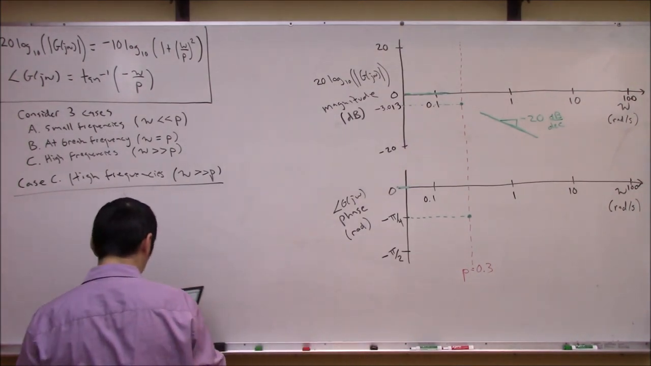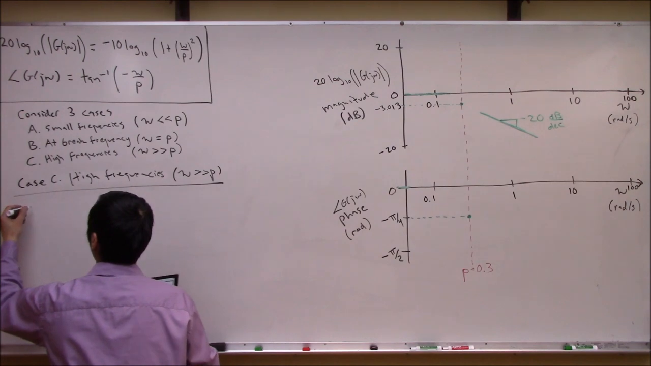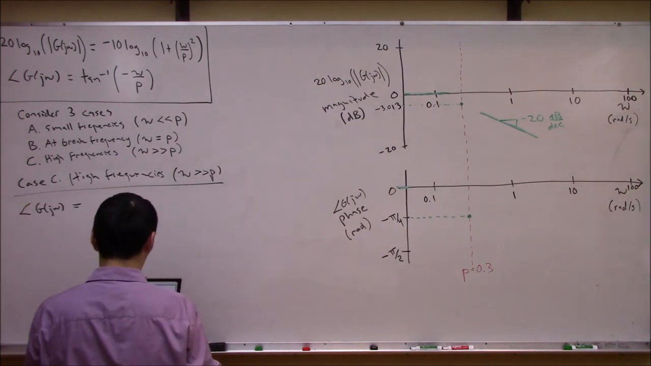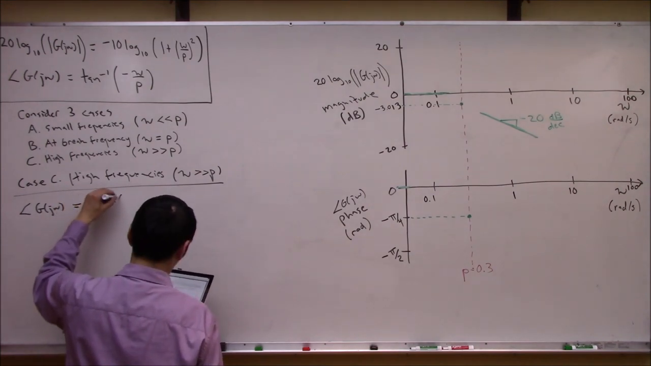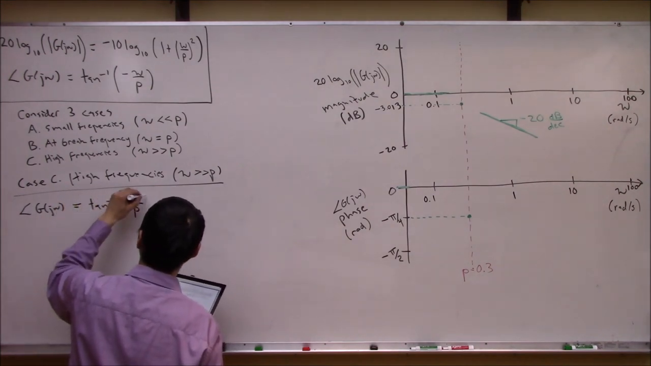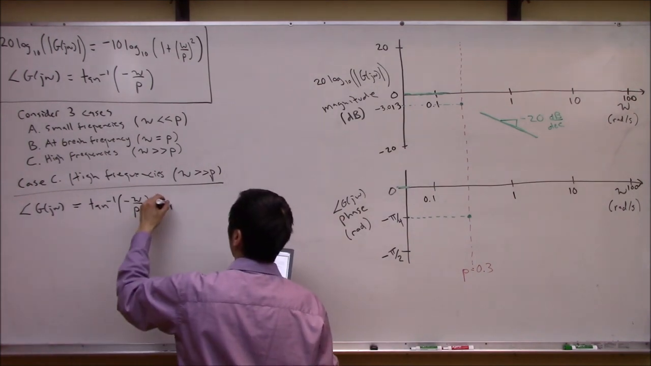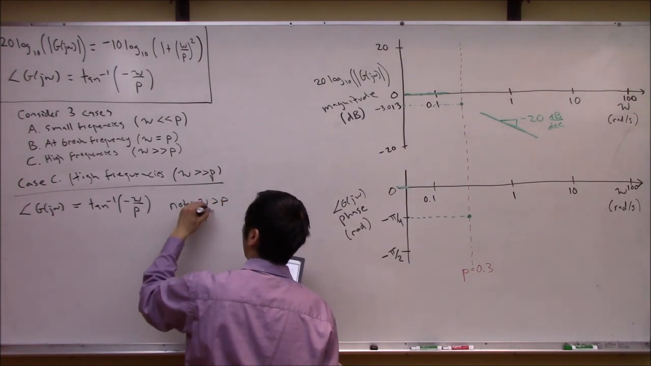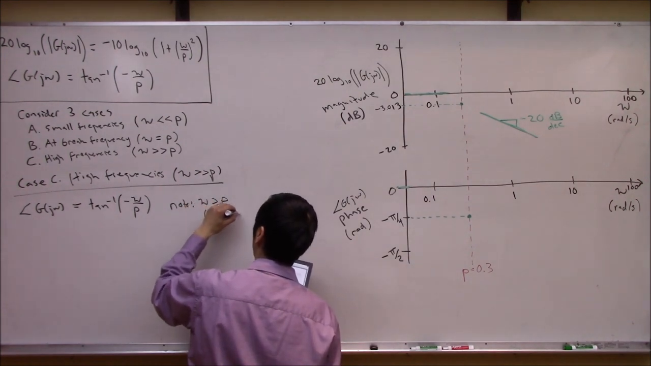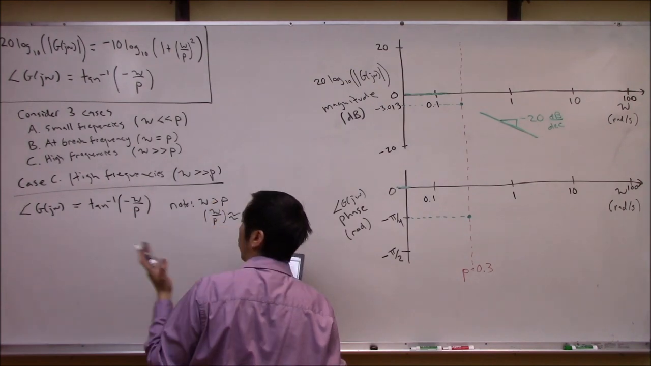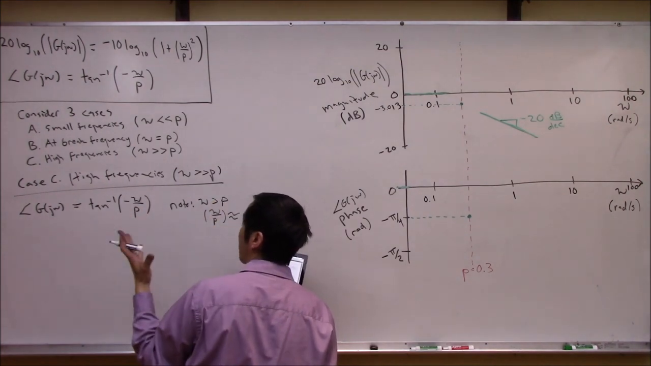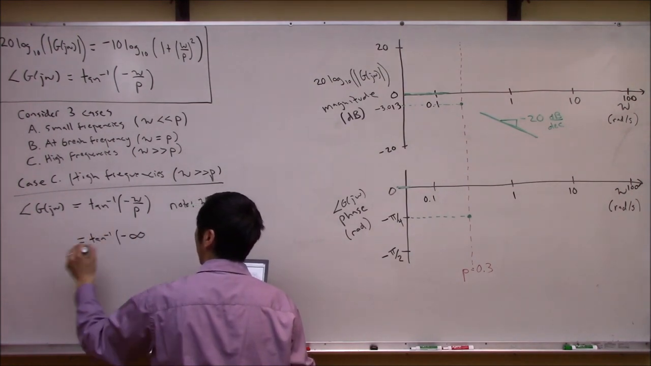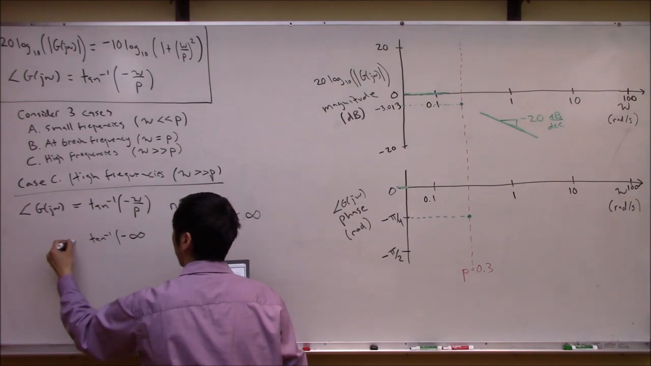Okay, so the phase in case C, I'm still looking for the angle of G of j omega, which we said was tan inverse of minus omega over p. Now again, we're going to make a note that if omega is greater than p, let's call this omega over p term basically infinite, or large. This term is going to be big, big, big. So we end up with this being approximately tan inverse of minus infinity. Oh, sorry, this needs to be an approximate symbol.